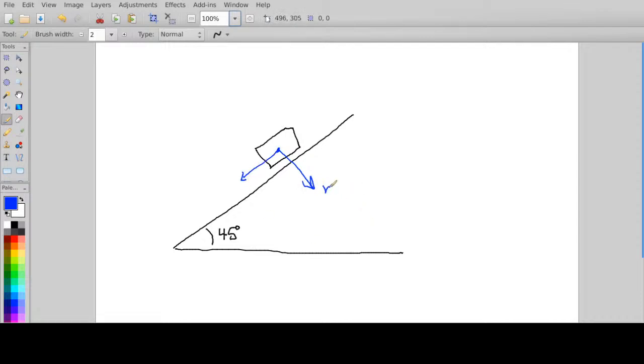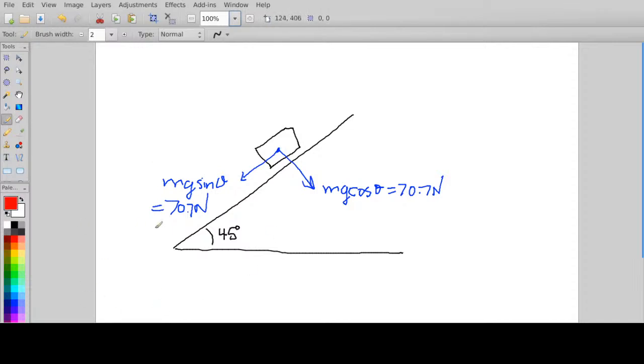Okay, and this is still mg cosine theta, whether it's moving or not. So the values don't change because m is the same, g is the same, theta is the same. The only thing is that it's not moving, and so this is going to turn out to be 70.7 newtons. All right, and then this one's mg sine theta. And if you calculate that, that's going to be 70.7 newtons like that.